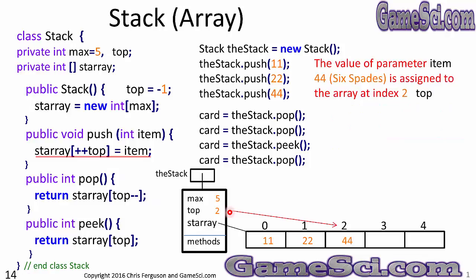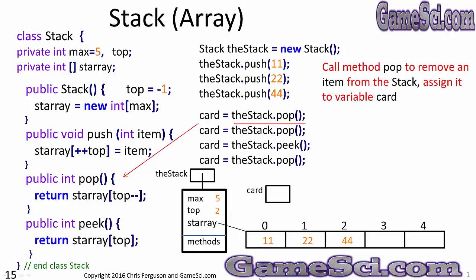And here's the 44 going into position 2. The value of the parameter item, the 44, is assigned to the array index 2. 44 is now on top of the stack. Pretty simple. The only thing you have to understand here is that plus plus top occurs before the assignment happens. Now that we've seen how to put stuff onto the stack, let's see how to take stuff off the stack.